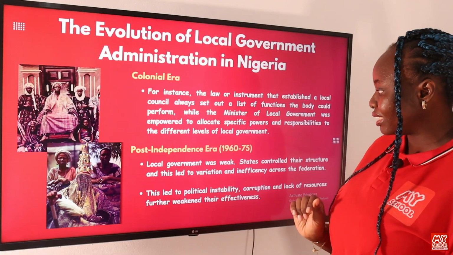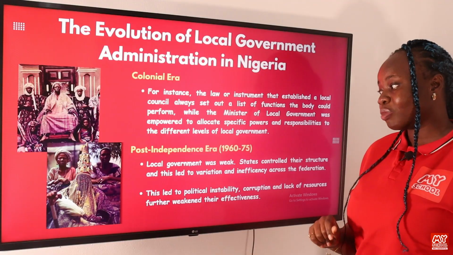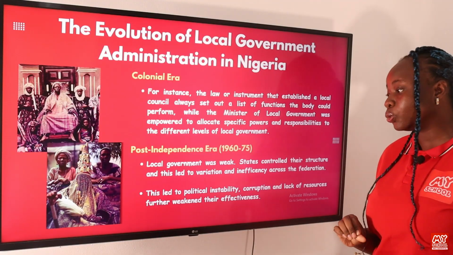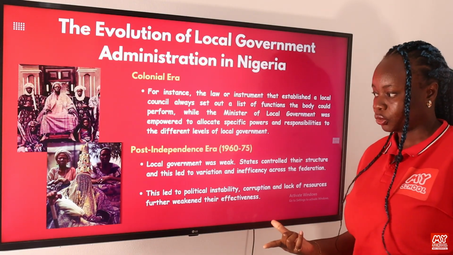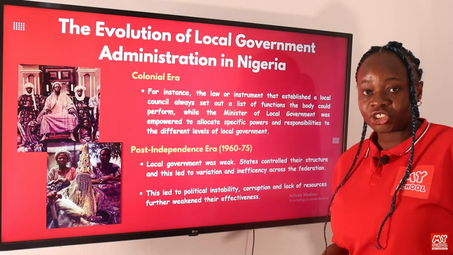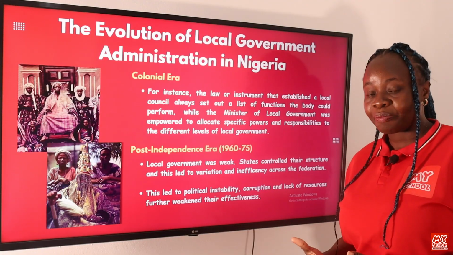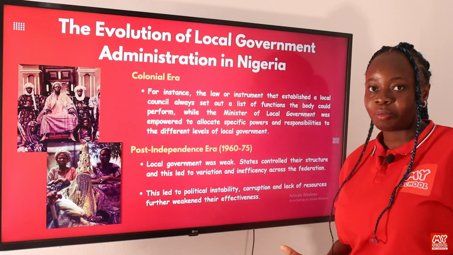Then in the post-independence era, that is between 1960 to 1975, local government was weak. The states controlled their structure, and this led to variation and inefficiency across the federation. So after independence, remember, Nigeria became a federation in 1954. So when Nigeria gained independence, we had the federal and state governments. The local government was still not uniform at that time.